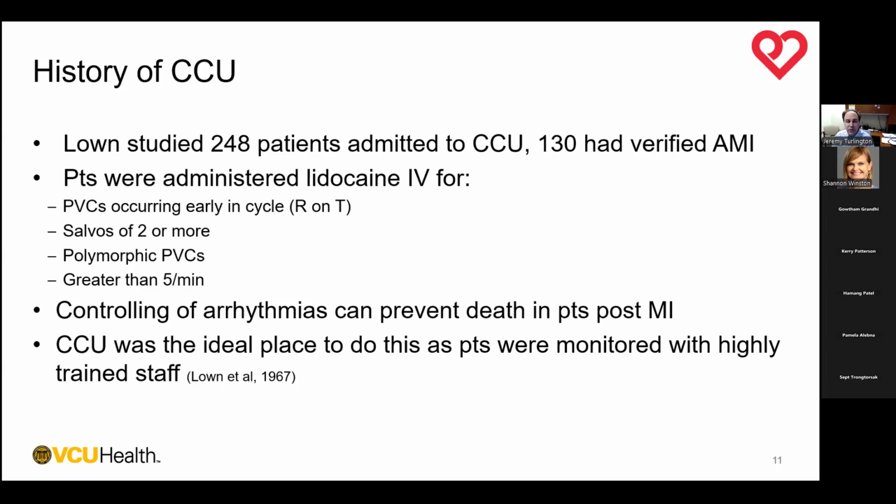frequent PVCs early in the cycle, short salvos of 2 or more PVCs, polymorphic PVCs, or greater than 5 PVCs in a minute. They were starting patients aggressively on lidocaine, starting at 25 milligrams, bolusing up to 50, and starting a drip soon thereafter, and found that controlling these arrhythmias could really prevent death post-MI. Now, granted, this study was later refuted, but Lown felt that the CCU was the best place to go from intervening at the time to preventing arrhythmias from occurring.